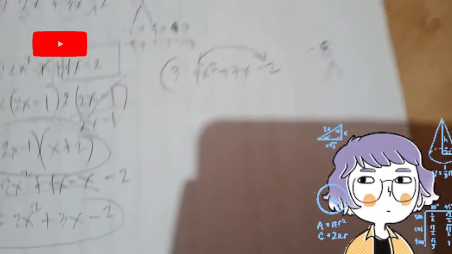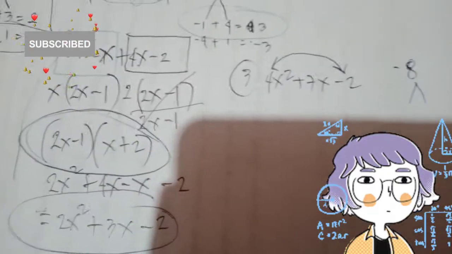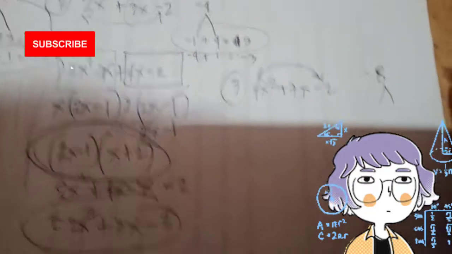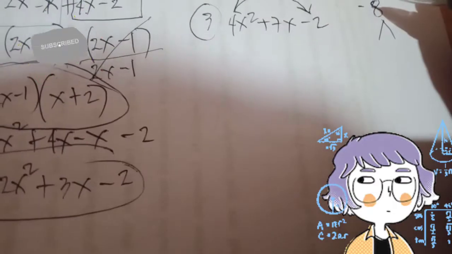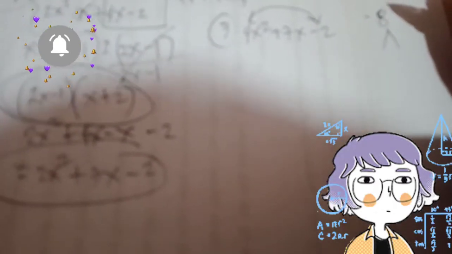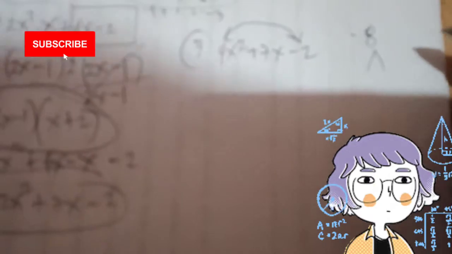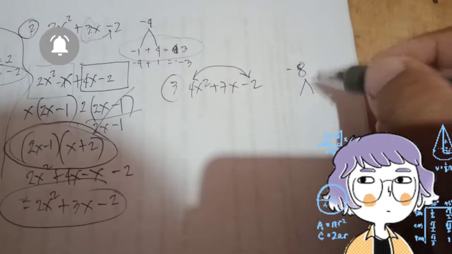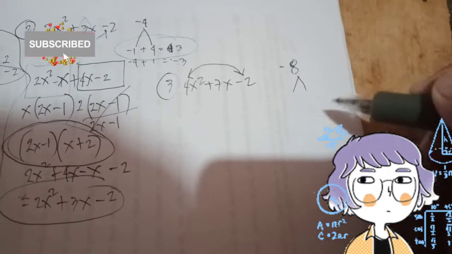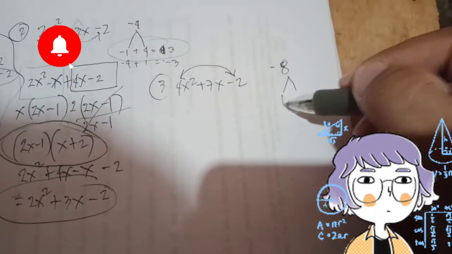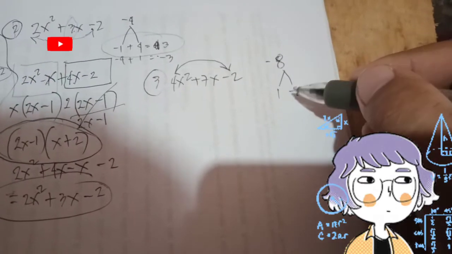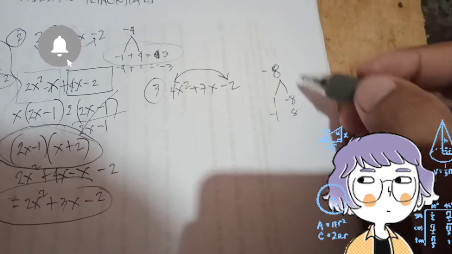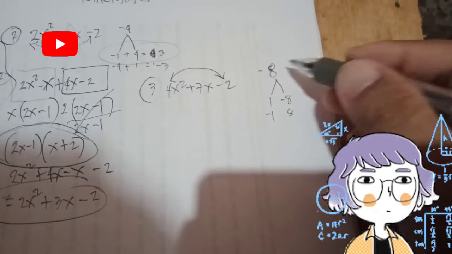What are the factors of negative 8 that will add up to positive 7? Let's try factoring negative 8. It can be 1 times negative 8, or negative 1 times 8. 1 times negative 8 is negative 8, and negative 1 times 8 is negative 8.